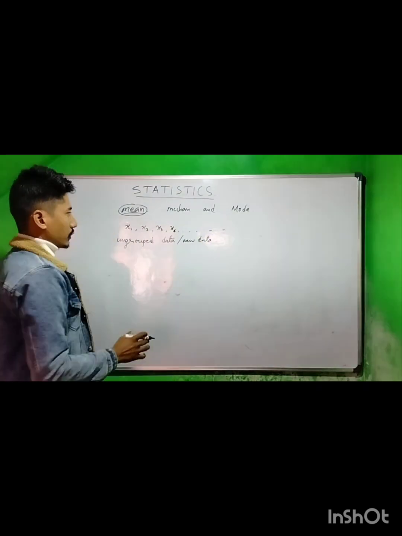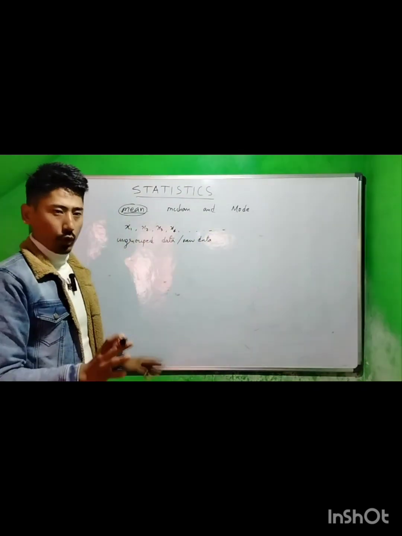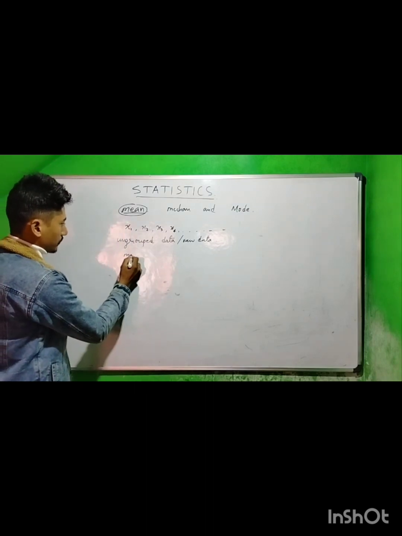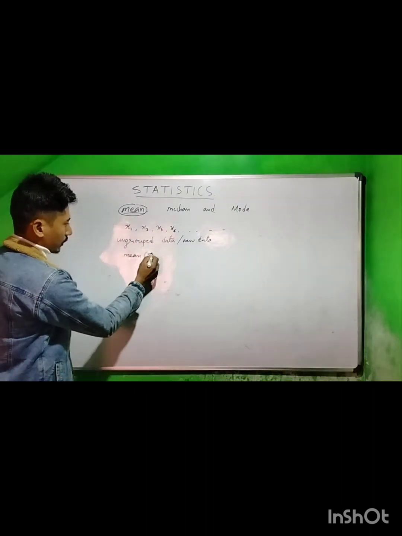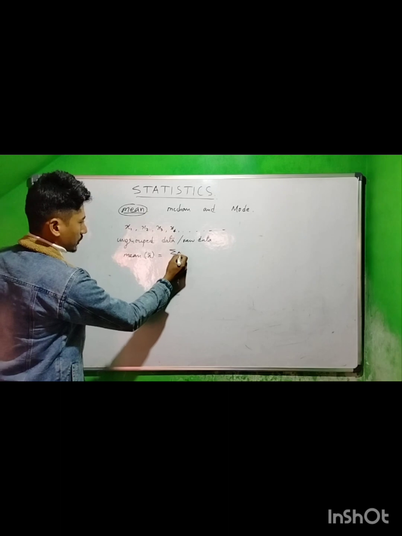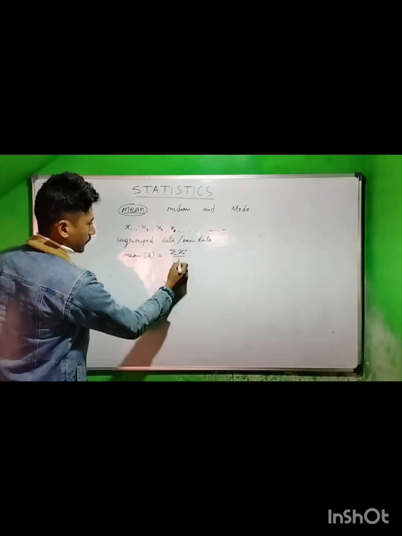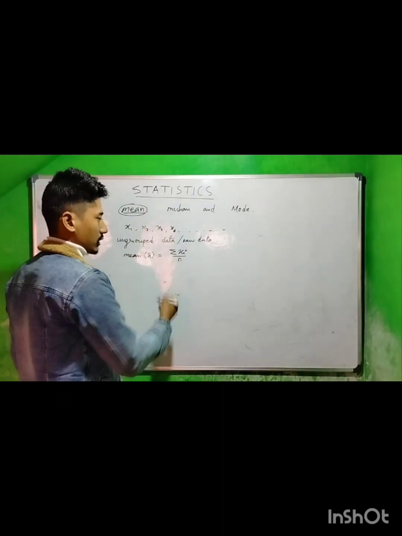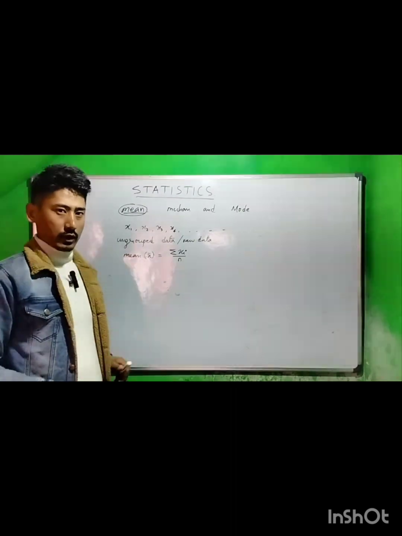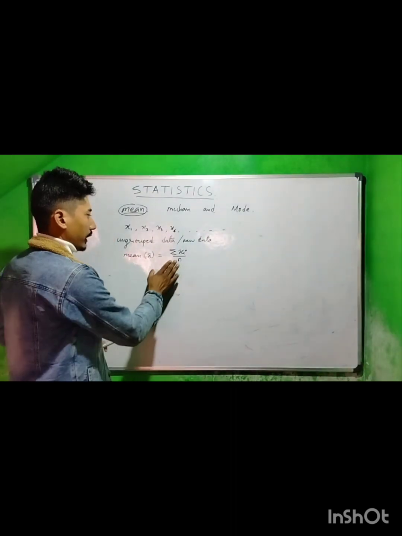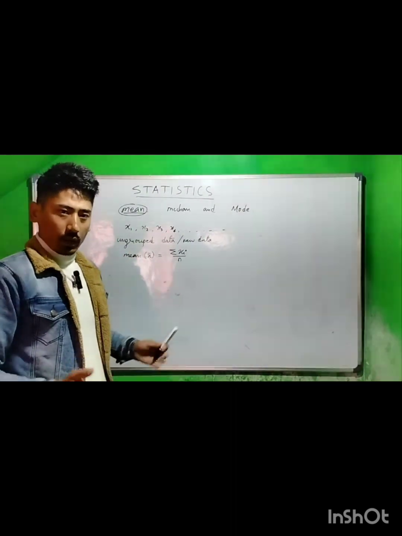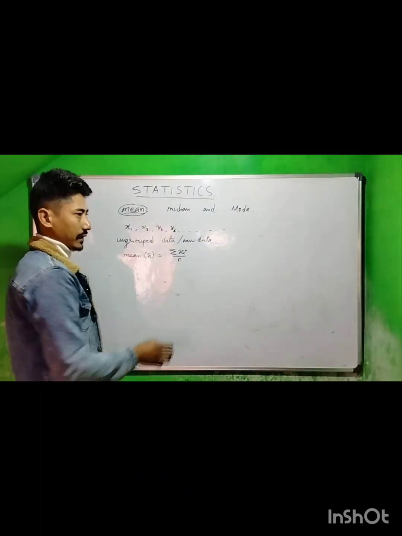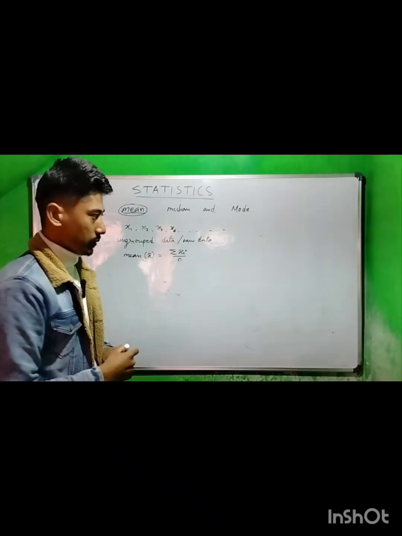If your data is in this random order, then you can find mean by this formula, which is summation of xi over n, where summation means sum of all the values of xi, that is variates, and n is the total number of variables, or you can say average of the total variables.